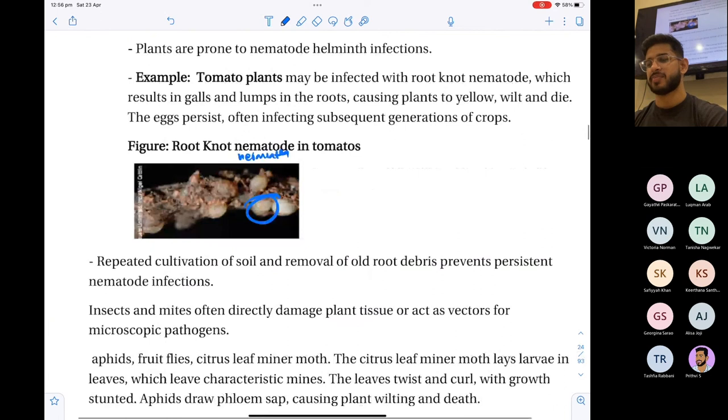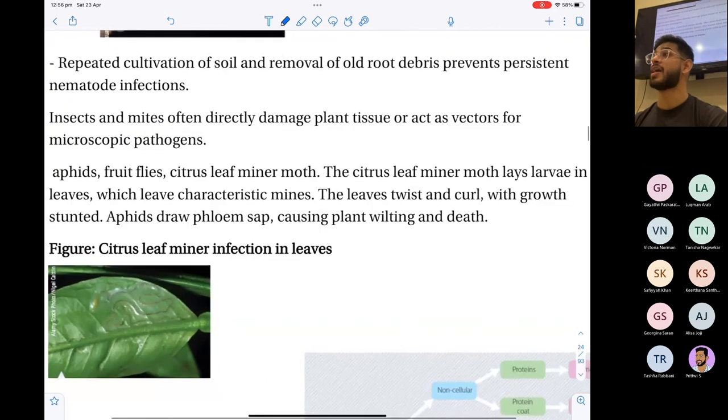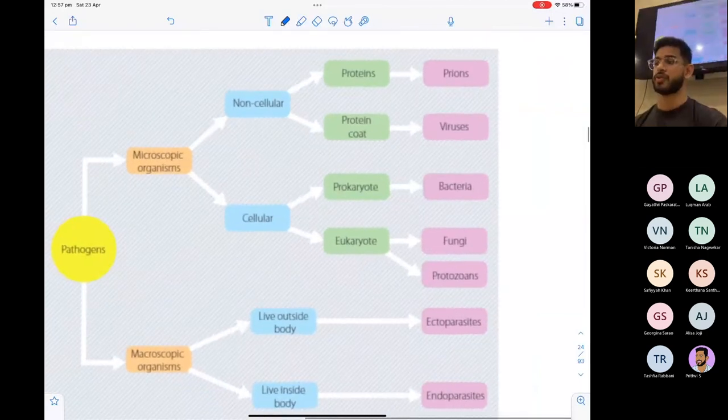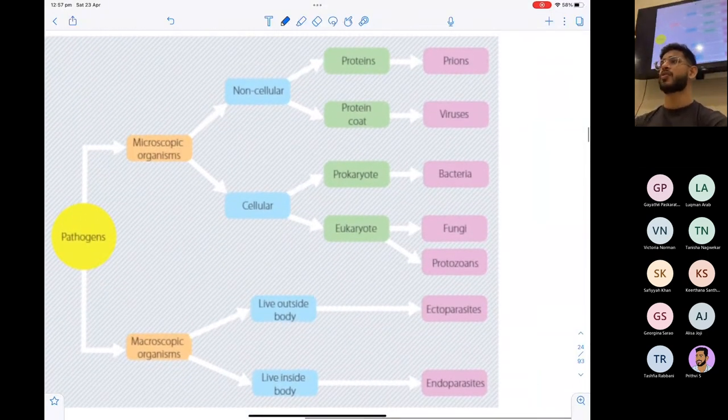Don't memorize these parasitic infections. I've never, ever in the HSC or even trials seen them ask for a named example of a plant parasite infection. One thing you should know, though, is fungal infection. Is everyone with me? Plant fungal infections, you must know an example, and you must know the causative agent as well. Okay? Good. This is literally what I just taught you. This big flowchart here. Does anyone have any questions about pathogens, ecto, endoparasites, any of that stuff?